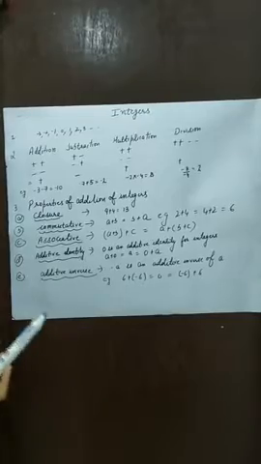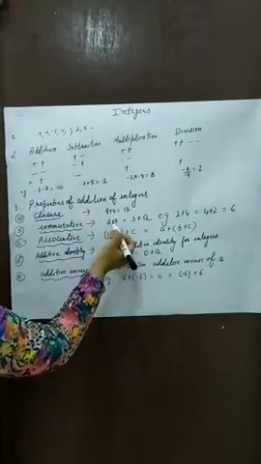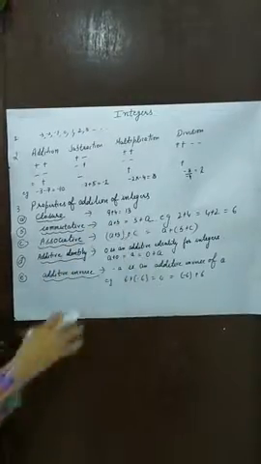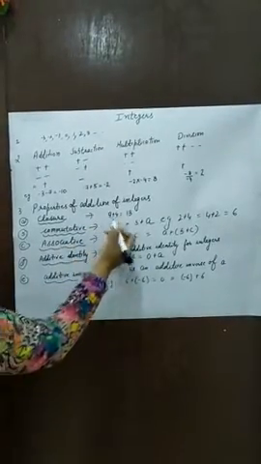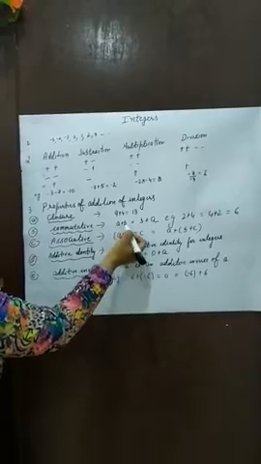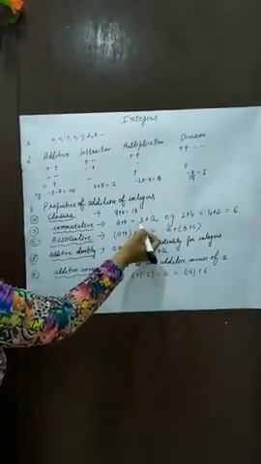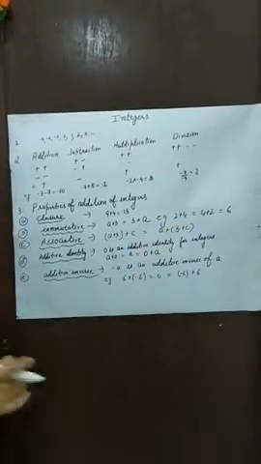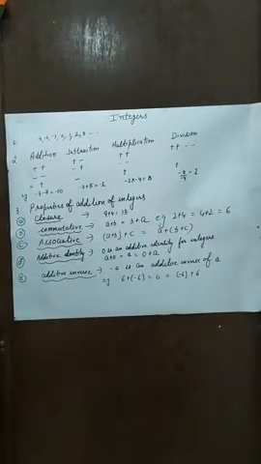Commutative. What is commutative? Commutative means a plus b is equal to b plus a. It means the numbers are changing their position. Here a is first and b is second, and here b is first and a is second. Taking the same example, 2 plus 4 is equal to 4 plus 2. The answer will be 6.